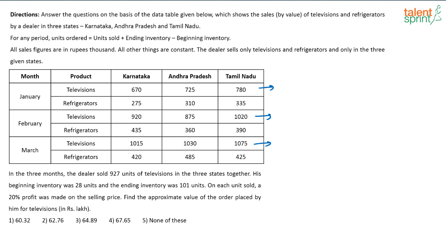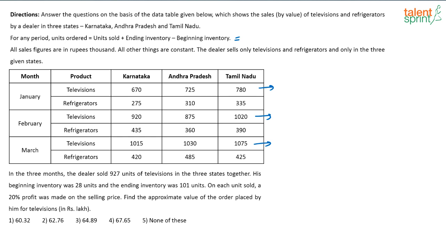Here what are they asking? Find the approximate value of the order placed. So you have to find for what value the order was placed. Yes, you have to find the cost per unit and then find out the order value. Okay, I'll start solving it. What is given? In the 3 months, the dealer sold 927 units of television in 3 states put together. So, units ordered is equal to units sold plus ending inventory minus beginning inventory. Again, I am going to use this. Okay, so what is the units ordered?